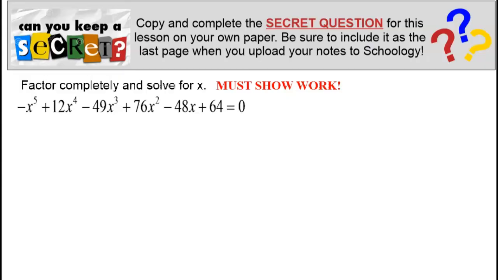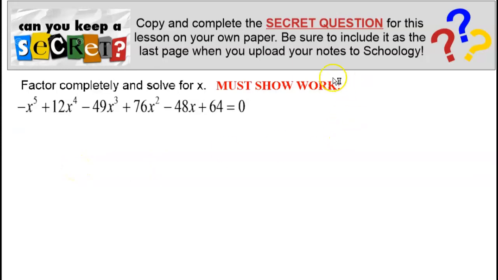And that brings us to the secret question for this lesson. You're going to factor the polynomial that you see here completely and solve for x. You're going to need to use graphing technology to take a look at the graph and find some integer zeros to use to get started with your synthetic division. Work your way down to a quadratic quotient, and then you can factor completely, or if that's not possible, solve for x by using the quadratic formula or another method.